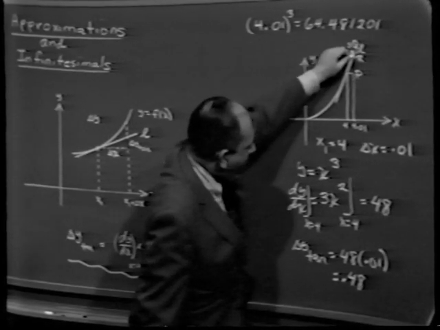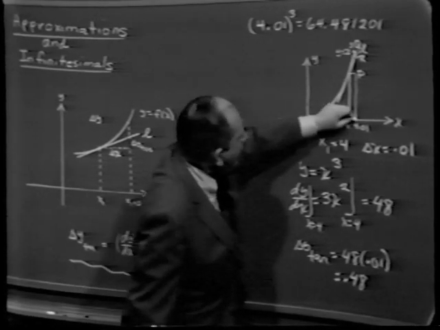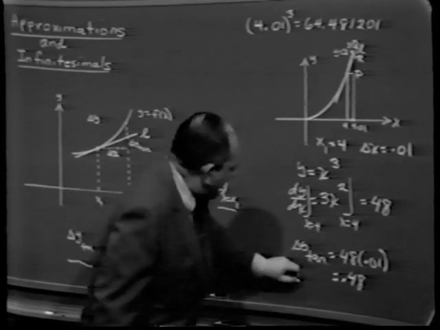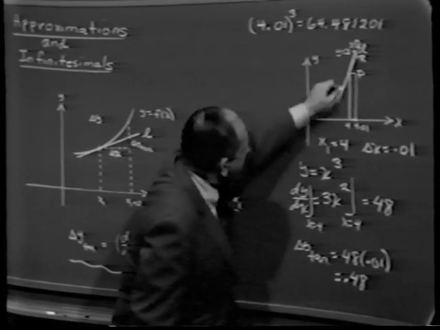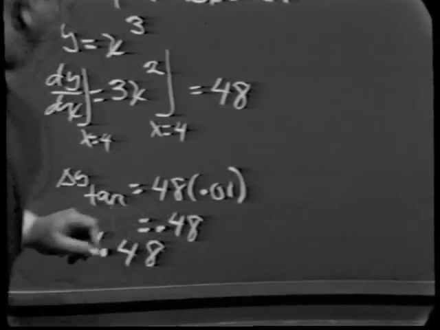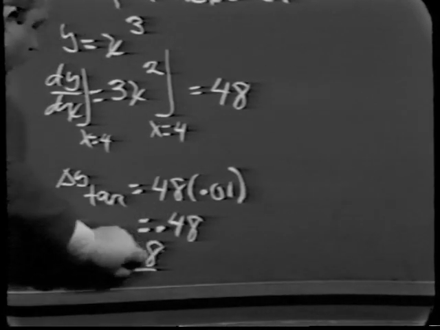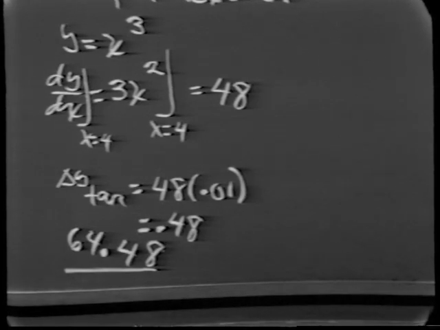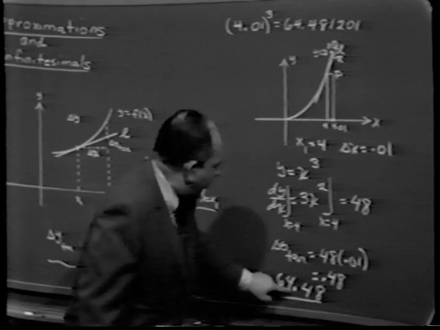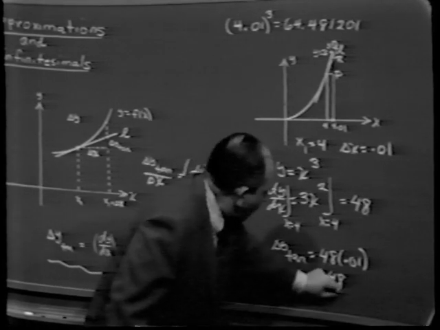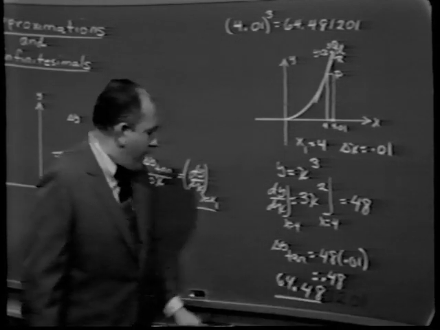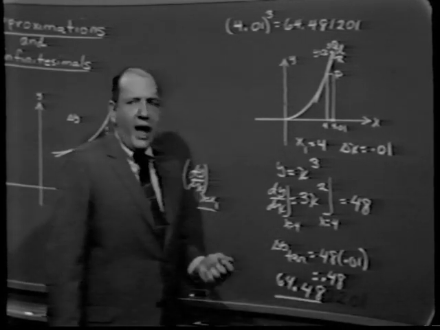It's the length of PR. And what we do know is that the height from the x-axis to R is now exactly what? Well, it's the 64 plus the 0.48. This then is our approximation, and notice that this compares with what? The precise answer, which is 64.481201. In other words, notice what a small error we happen to have in this particular case.